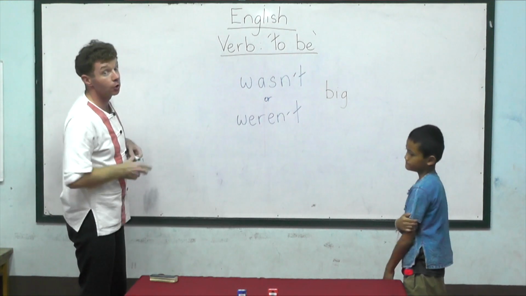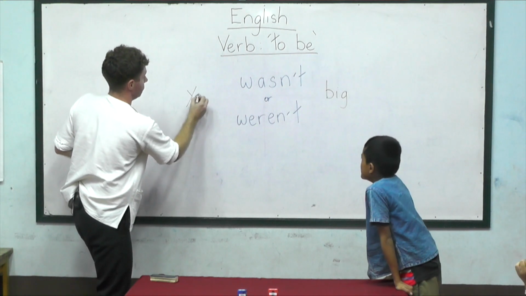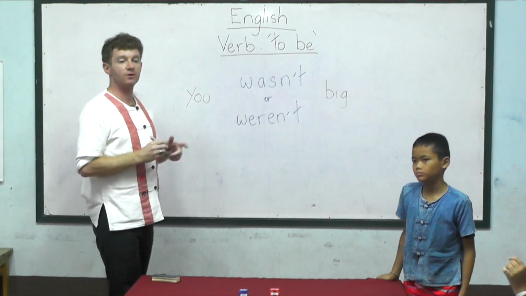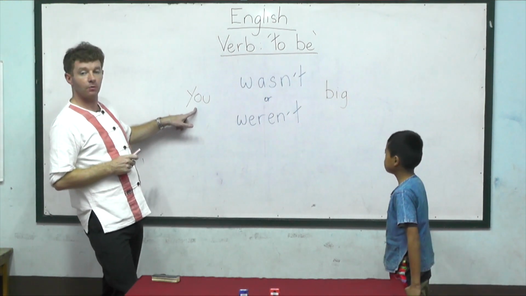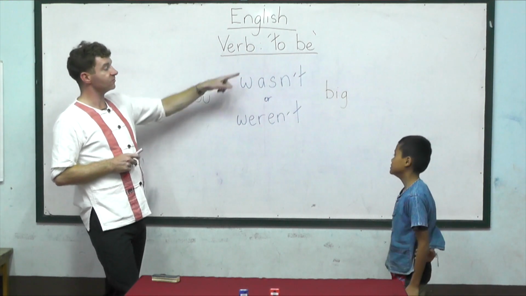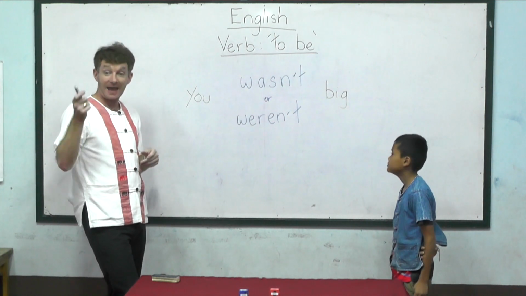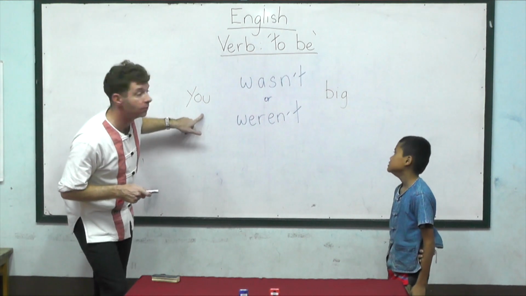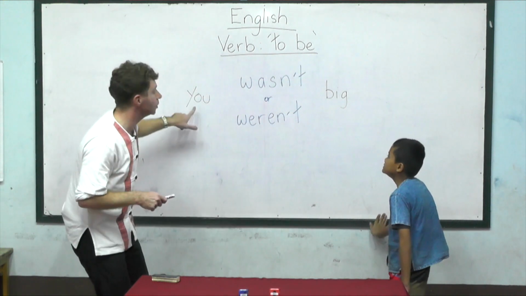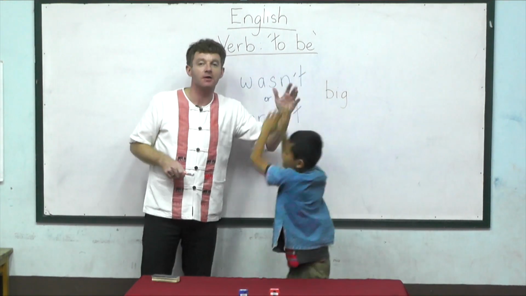Okay, well, we've got big on the board already, but we need to delete and we need to write you. How do we spell you? Y-O-U. So what's the correct negative form of verb to be to use with you guys? Which one? You was not big or you were not big? You were not big. Excellent. So we can say you weren't big. Very good, Chu. One more time. You weren't big. Excellent. High five. Big round of applause for Chu.